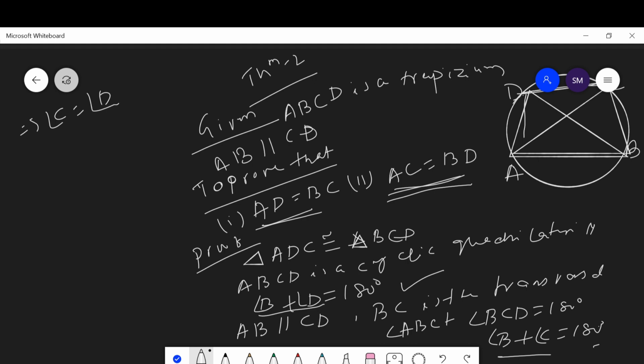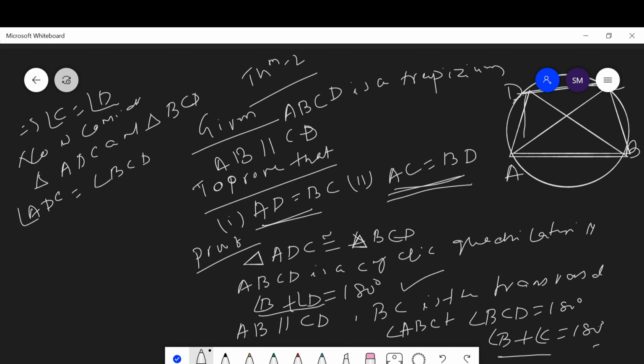Now consider triangle ADC and triangle BCD. In these triangles we have angle ADC equal to angle BCD, from the equations. Then DC is equal to DC, the common base.